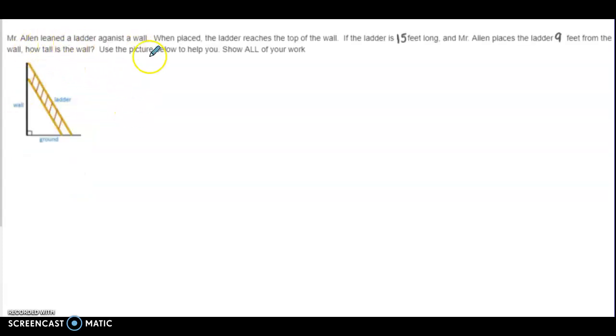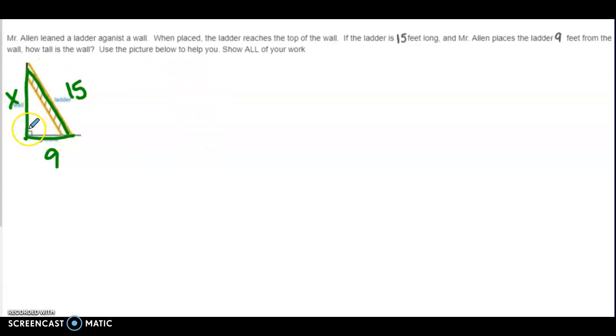Mr. Allen leaned the ladder against a wall. When placed, the ladder reaches the top of the wall. If the ladder is 15 feet long, and Mr. Allen places the ladder 9 feet from the wall, how tall is the wall? So I'm going to give that the letter X.